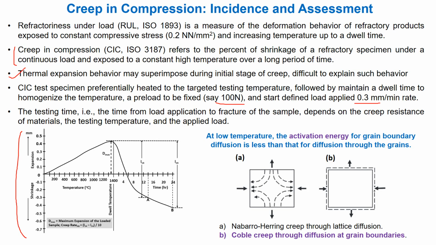Here two fundamental creep mechanisms have been given: Nabarro-Herring creep through lattice diffusion within grains, and Coble creep through diffusion at grain boundaries, that is through grain boundary. At low temperature, the activation energy for grain boundary diffusion is less than that for diffusion through grains, that is Coble creep is much more predominant and less activation energy is required.